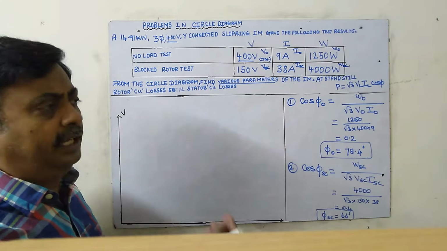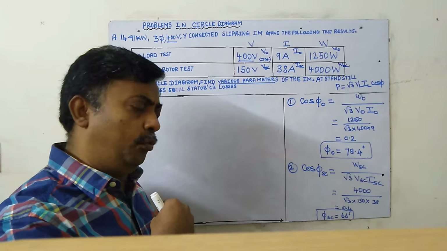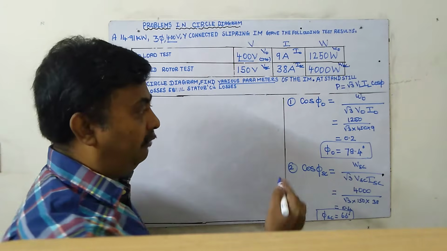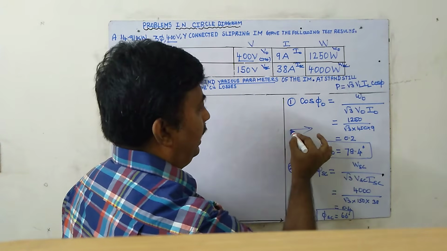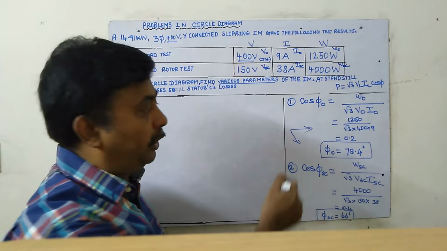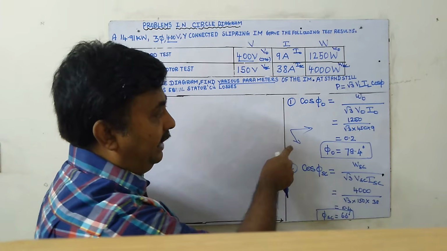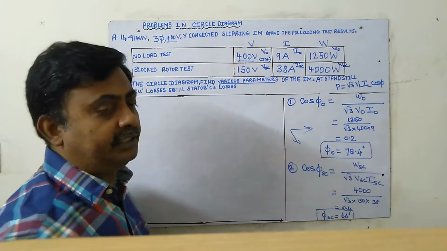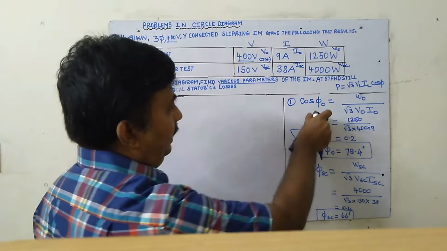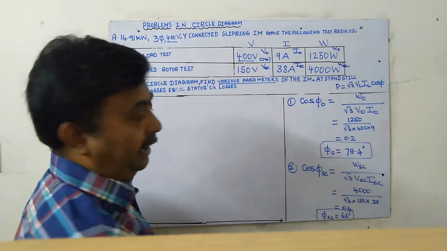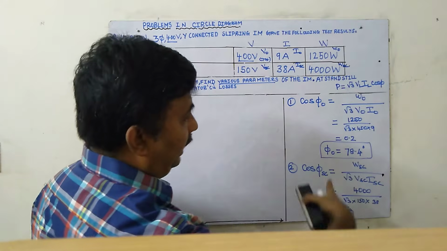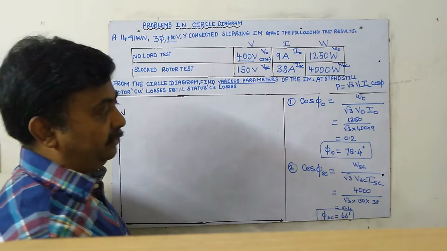It is an induction motor. During no load, more power will be lagging, the current will be lagging. If the voltage is like this, the current will be lagging. Actually, in an induction motor it should lag 90 degree, but slightly it will be 10 degrees less because of its resistance. These are the two things we have to calculate. First one is cos phi naught, next one is cos phi SC. This is the first two steps.